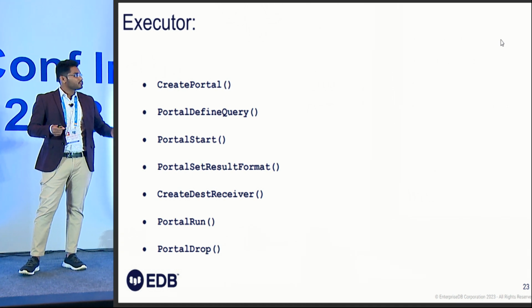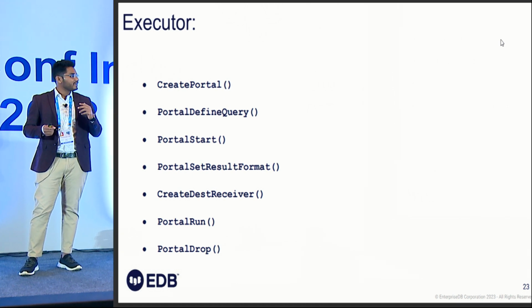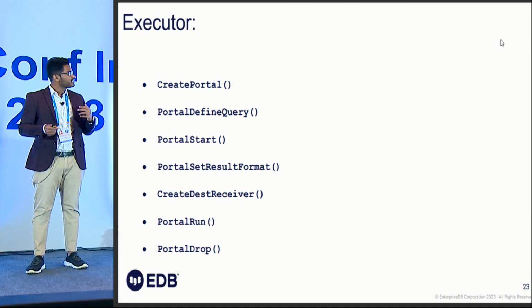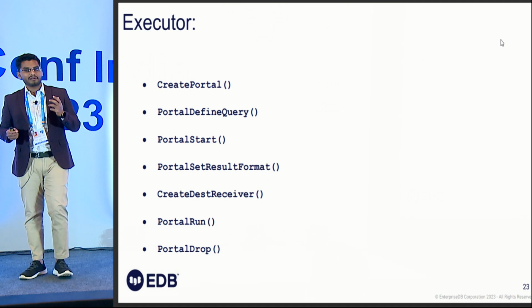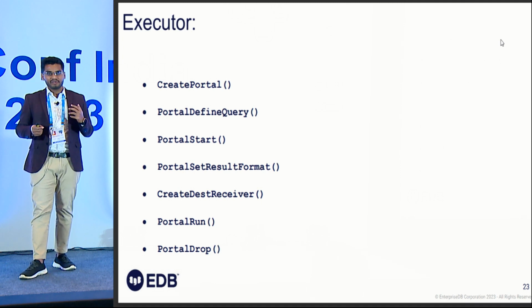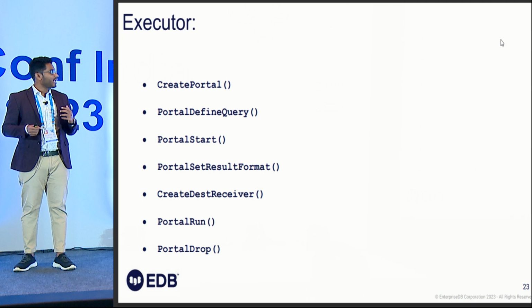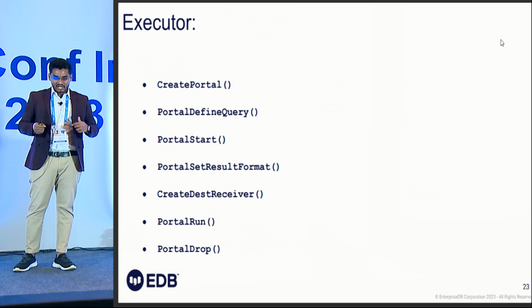Now the planner has chosen the best path and created it into the plan. The next phase is the execution phase. Executing that plan to completion and giving the result is the task of the executor. So these are the main functions.